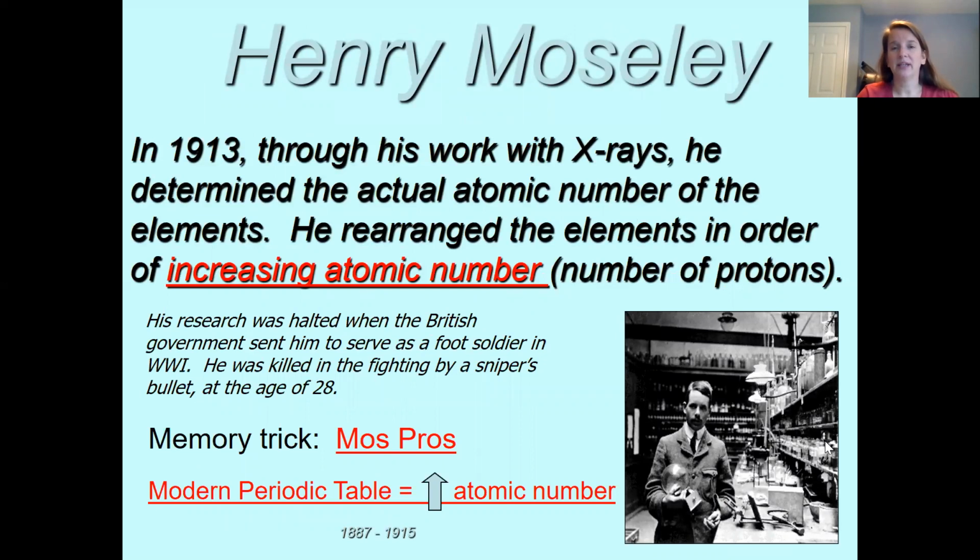And then after Mendeleev's work with the periodic table, Henry Moseley came along and he tweaked the periodic table a little bit, and he rearranged the elements so that they were based on increasing atomic numbers. So that's the number of protons that we have inside of the nucleus. There's a couple of places on your periodic table where you'll notice that the atomic mass is greater on the left and lower on the right. But all of them are based on increasing atomic number. He just rearranged a couple of the things that Dmitry Mendeleev did. So a little memory trick: we say Mos, pros. Mos for Moseley, pros for protons.